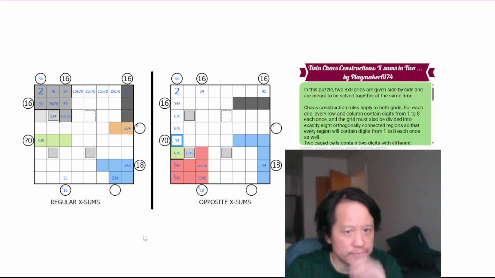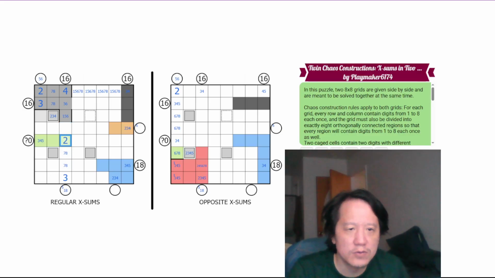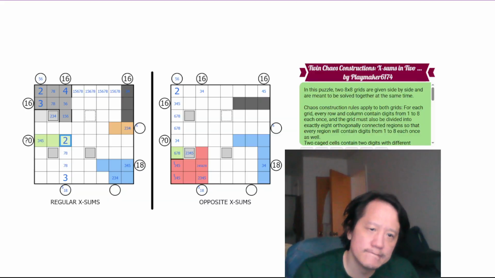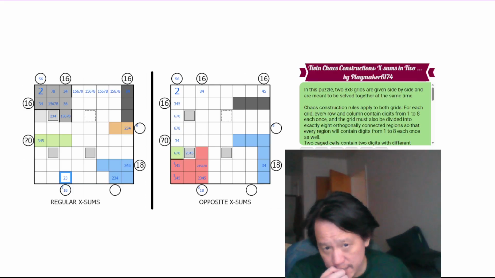Can this actually be 378? I don't think so. 378 means this is 4. This would be 3. So then we have 7, 8 as a pair there. I guess it could work, and then you could have 2 there. Okay, that works. Dang it.